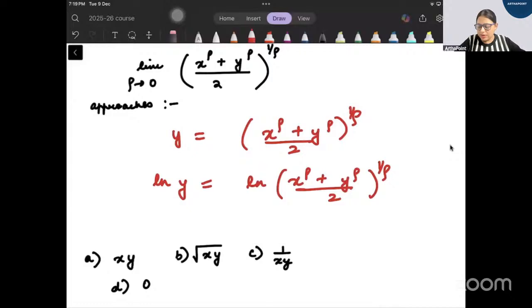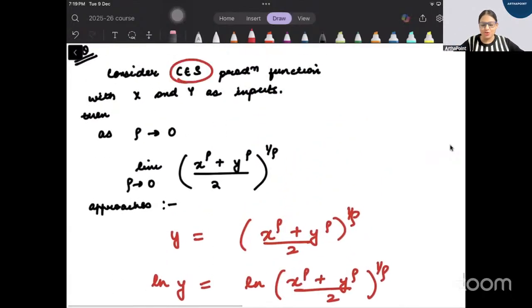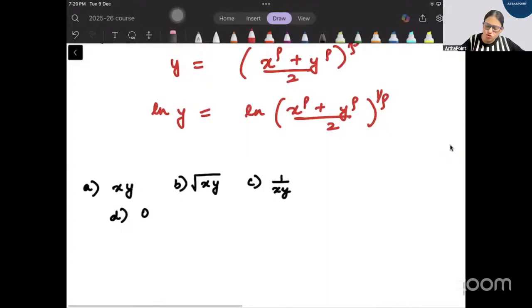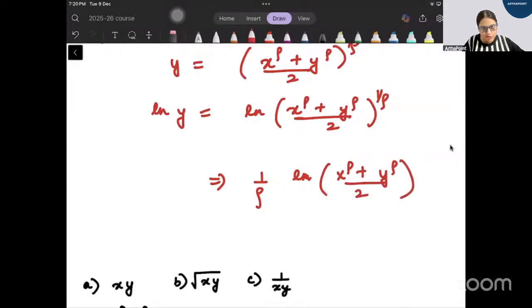So just remember these kind of questions. कुछ चीजें आपको याद रखोगे तो ज्यादा आसान रहेगा एग्जाम में. That when we have this kind of constant elasticity of substitution function, it approaches its geometric mean. It approaches its geometric mean. Of course, you can go ahead and solve it. You can take ln, m to the power n, 1 by rho can come here. It can be ln of x to the power rho plus y to the power rho by 2. Of course, you can take limit.